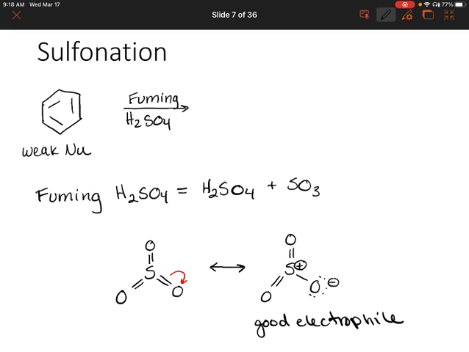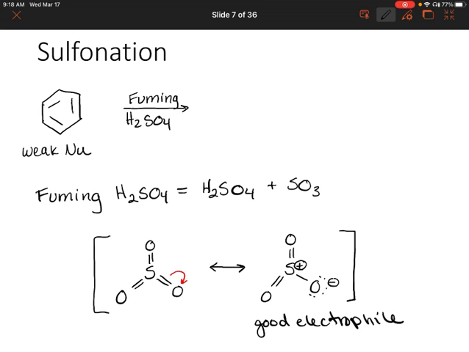Additionally, sulfur is using a 3p orbital to overlap with oxygen's 2p orbital, and that overlap isn't very good, so that also contributes to sulfur being a good electrophile here. And your textbook talks about that in a little more detail.